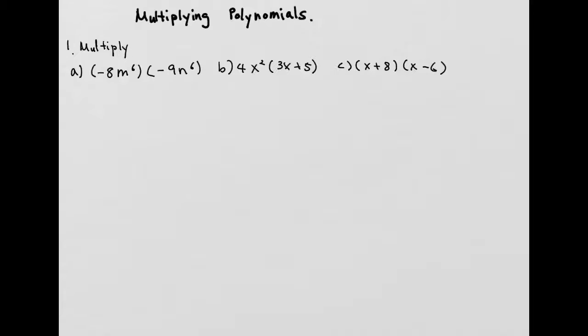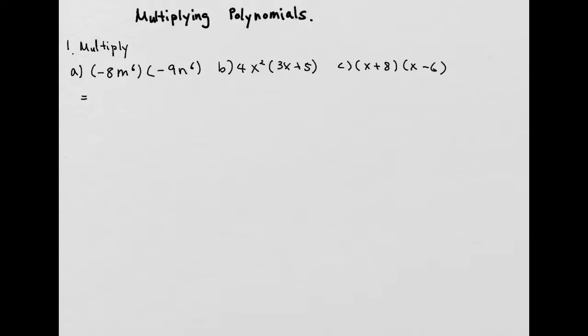Today's lesson, we're going to talk about how to multiply polynomials. So first example, we have one term multiplied by one term. This is multiplication if you don't have any signs, right?